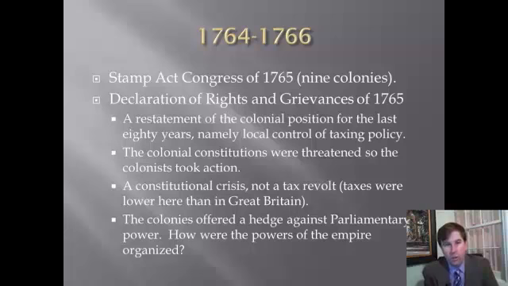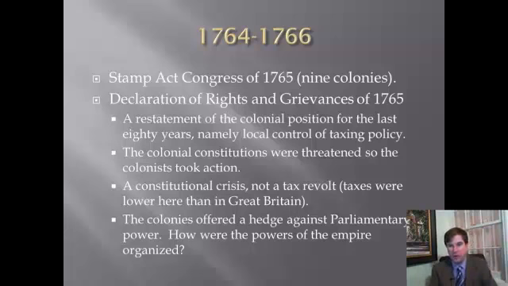Now, what the colonies are going to do, of course, is respond in the Stamp Act Congress. So in 1765, 9 colonies met. They produced something called the Declaration of Rights and Grievances of 1765. And essentially, when you look at this thing, it's very interesting. It was a restatement of the colonial position for the last 80 years, namely local control of taxing policy. They have been saying this since the 1680s. Look, we have control of our taxes. You don't. So you can't pass this Stamp Act.